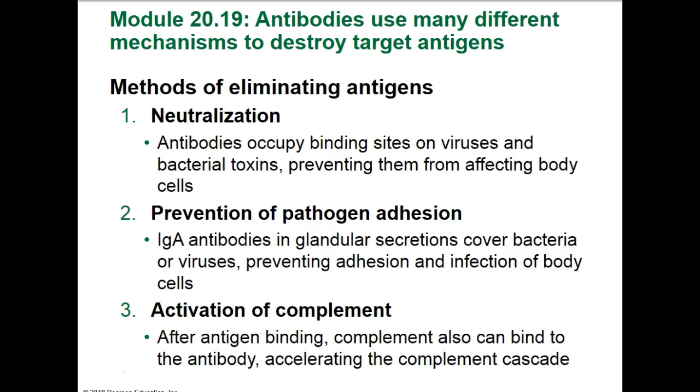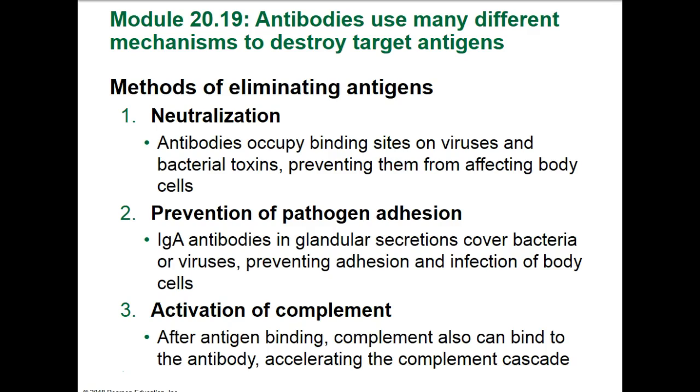Okay, so we talk about antibodies attacking these things. How do they do it? Well, there's a lot of different ways antibodies work. Number one, neutralization. The antibodies occupy the binding sites on the virus and the bacterial toxins, and it prevents them from binding. So it basically keeps that organism from even attacking your cell. It can't bind to it. So that's one thing that antibodies can do, that's neutralization.